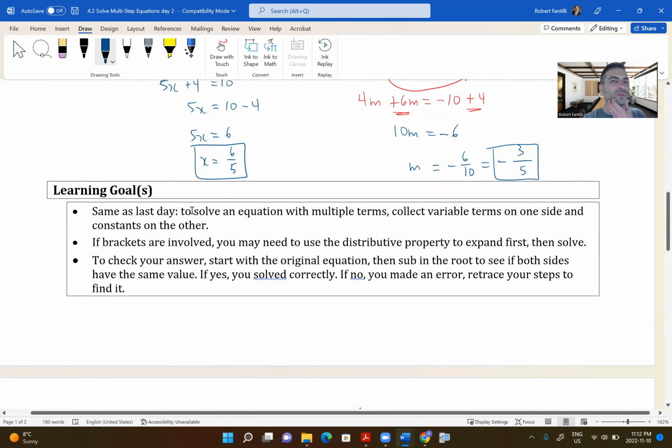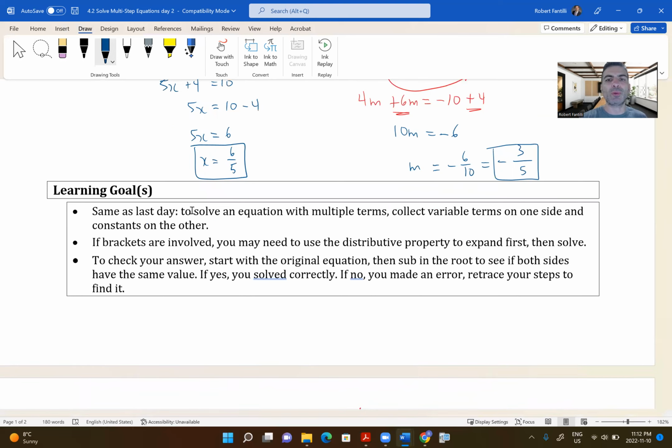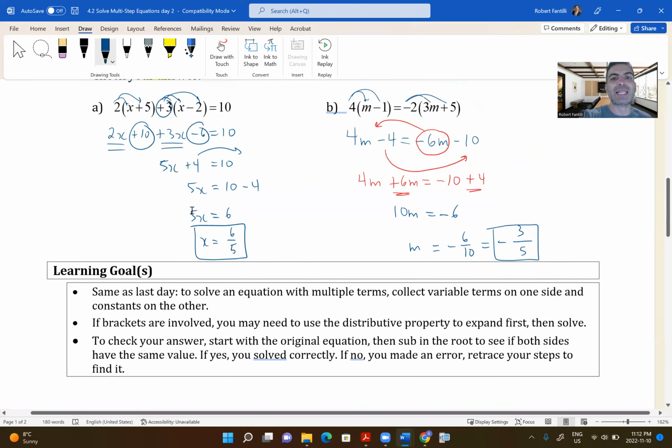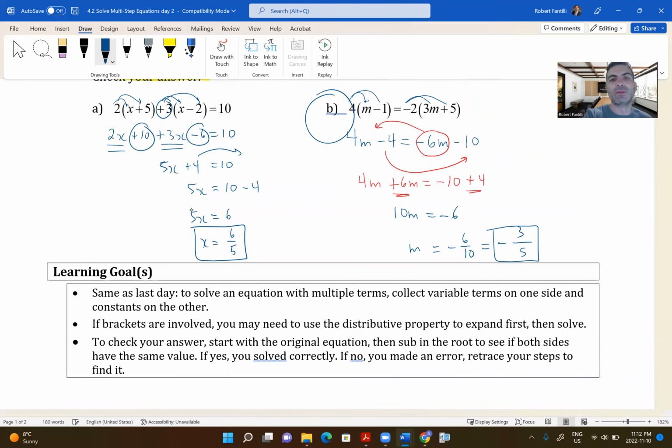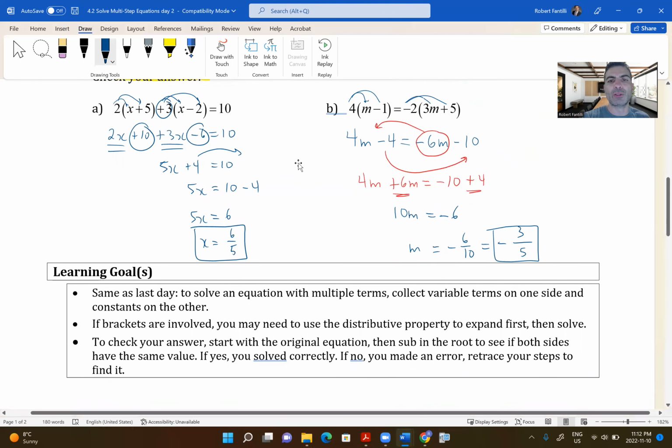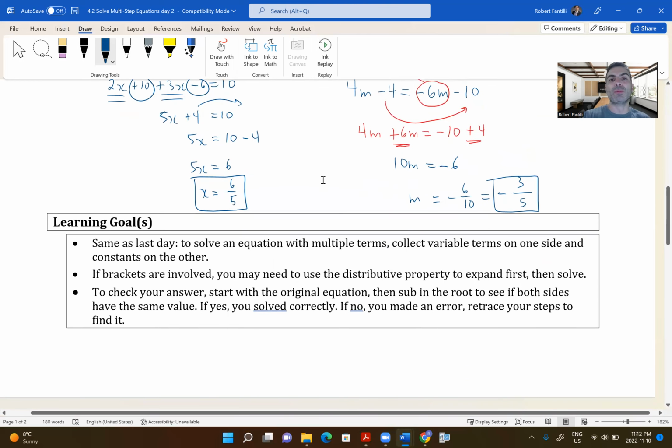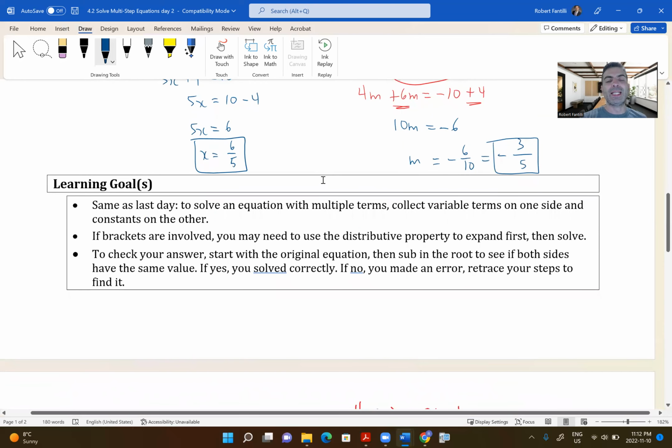Let's look at the learning goals for today. The same as last day, basically, but you're solving an equation with multiple terms. Collect the variables on one side and the constants on the other. That's exactly what we did with this question right here for letter B. We brought all the variable m's on the left side, and the constants with no variables on the right. If brackets are involved, you may need to use the distributive property.